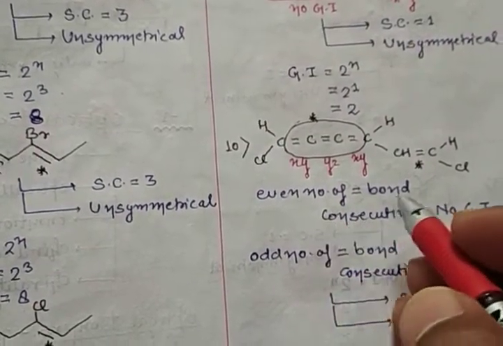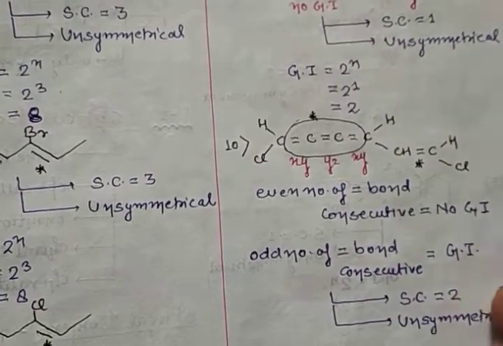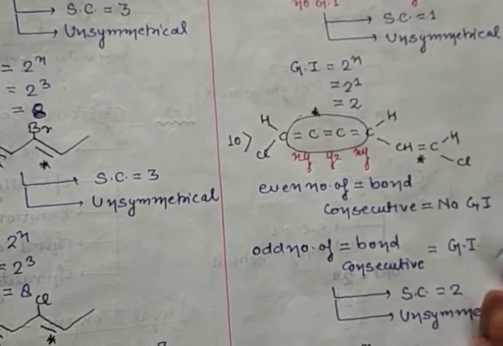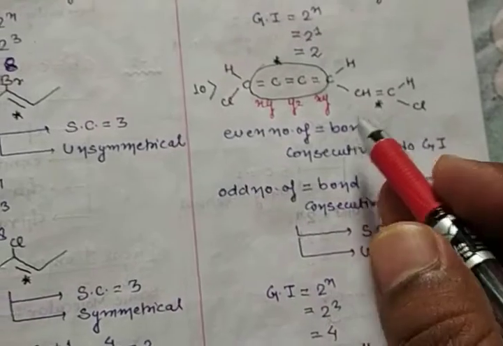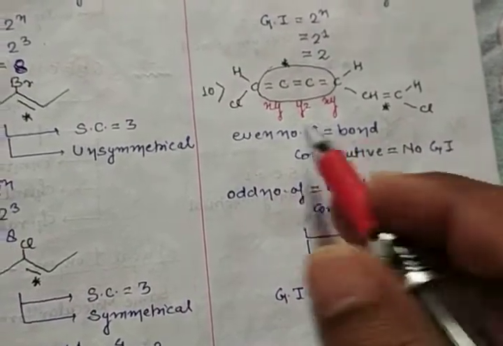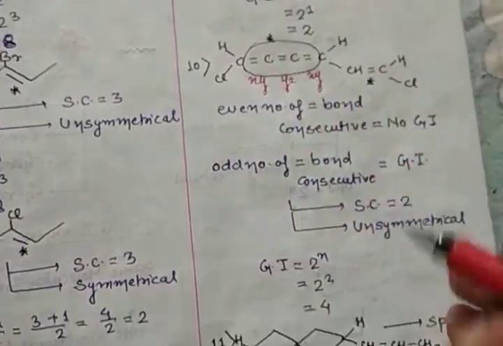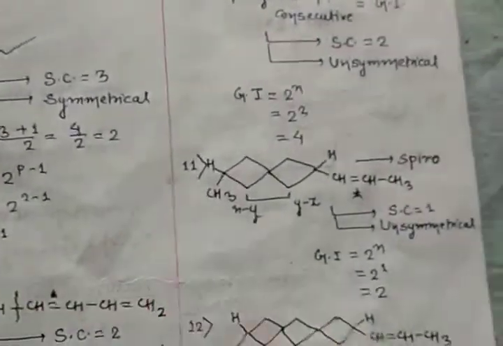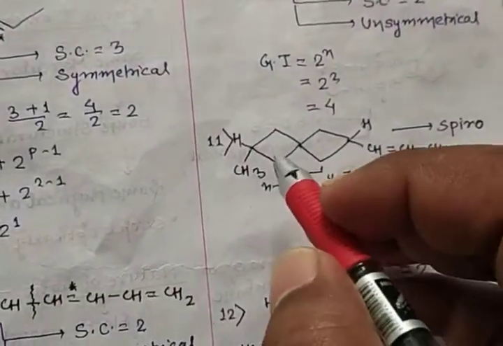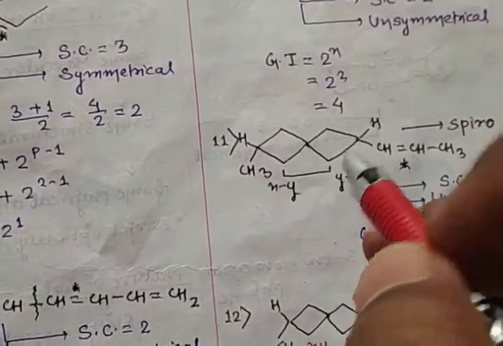An even number of consecutive double bonds means no geometrical isomerism. An odd number of consecutive double bonds definitely means geometrical isomerism. Now with two stereo centers, the unsymmetrical compound is there. This is unsymmetrical, so there are 4 geometrical isomers. Clear? 4. Clear?